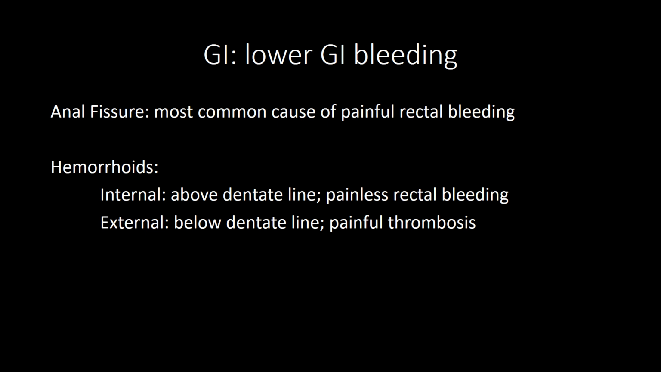Hemorrhoid symptoms include bright red blood per rectum, anal pruritus, prolapse, and pain due to thrombosis. Internal hemorrhoids are above the dentate line, and they have painless rectal bleeding. External hemorrhoids are below the dentate line and have painful thrombosis. Risk factors are constipation and pregnancy. Treatment is sitz bath, analgesia, stool softeners, high fiber diet, topical steroids, and surgery. You want to incise thrombosed hemorrhoids by means of elliptical incision.